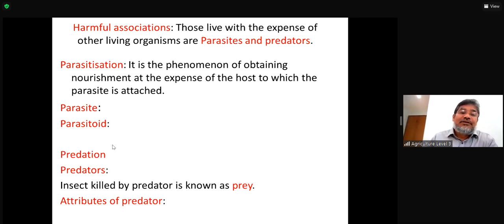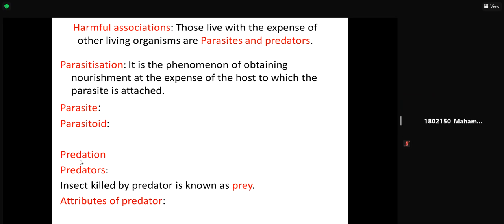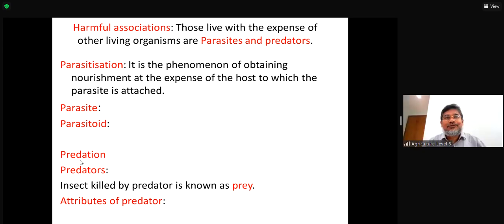Predation, you know, the organism which practices predation, which predates, that is, it lives on other organisms. It is not parasitic. It will take the other organisms as food.